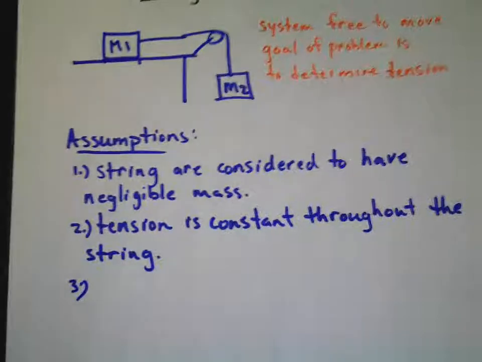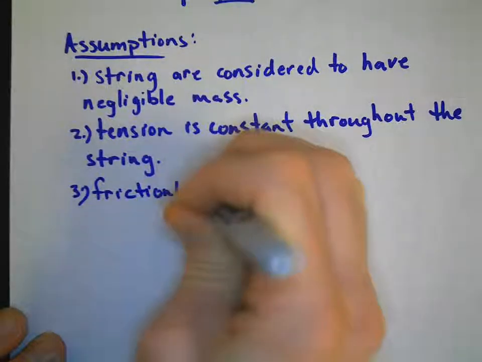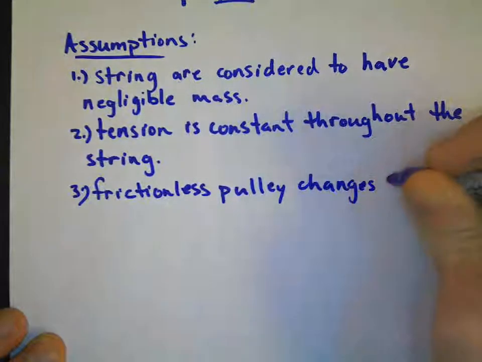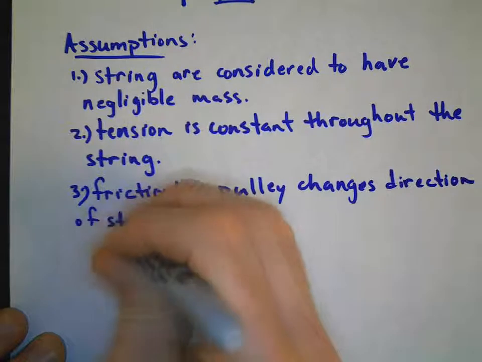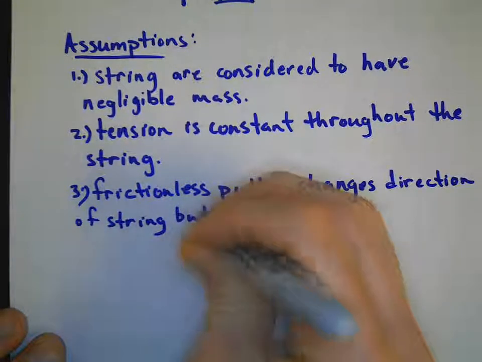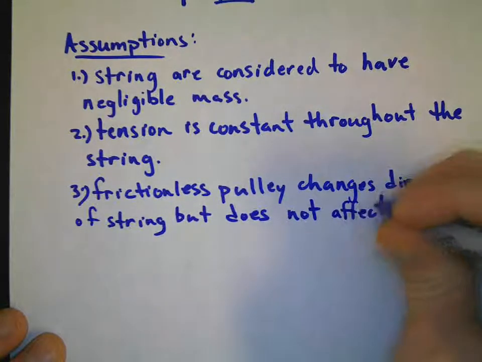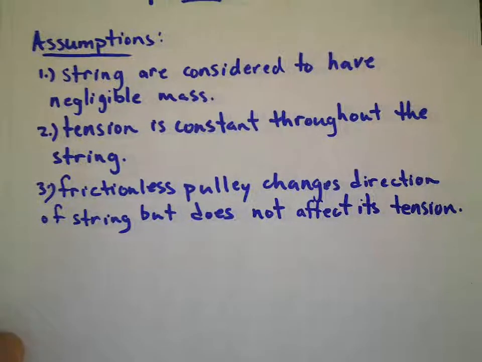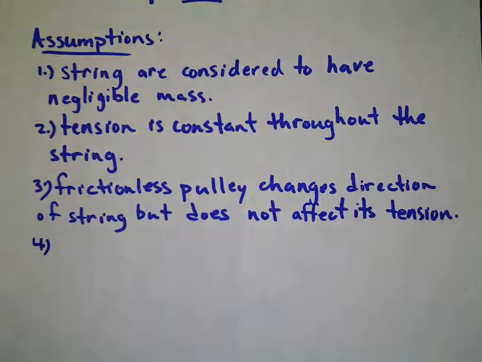Our third that we can assume is that our frictionless pulley might change the direction of the string but does not affect the tension of the string, which is big there. That means that we can just concern ourselves with the magnitude of the force. We don't need to worry about the direction.